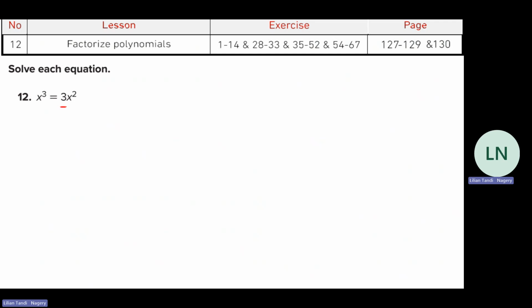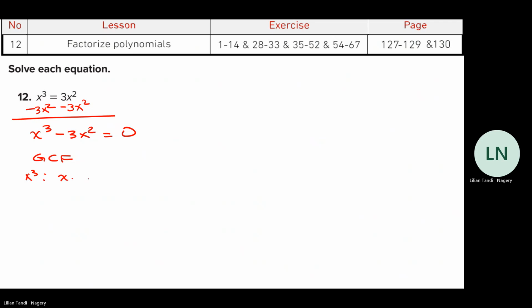When you're solving, you want to make sure your equation equals 0. X cubed minus 3x squared equals 0. When you do GCF, x cubed becomes x times x times x. Negative 3x squared becomes negative 1 times 3 times x times x. Your greatest common factor is x squared. Okay, so you're going to have x.